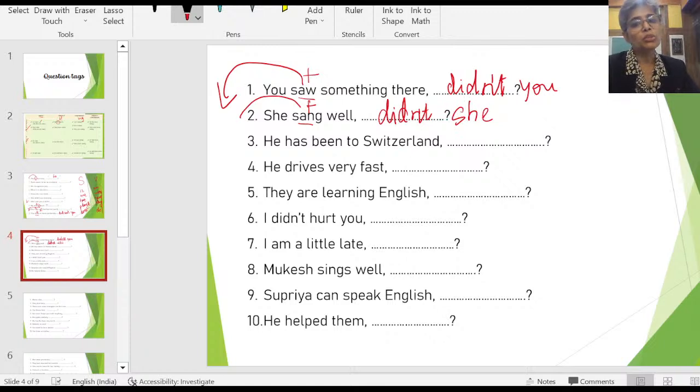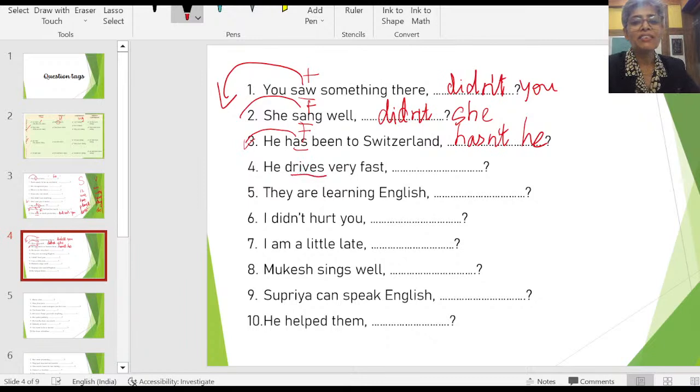He has been to Switzerland. Now over here, has is there. There is a helping verb over here. This is not a simple tense, right? So just as simple as that, take the has before he. This is a positive has, so make it a negative. So you will say hasn't. Okay, see this is the negative. Hasn't he?